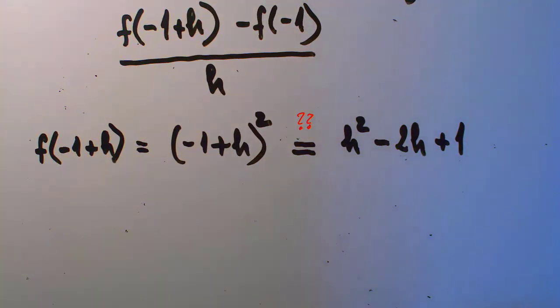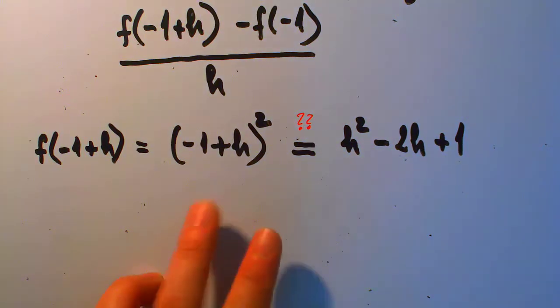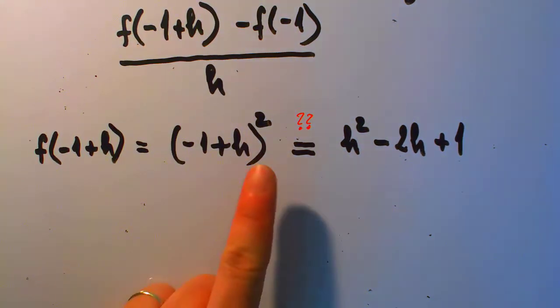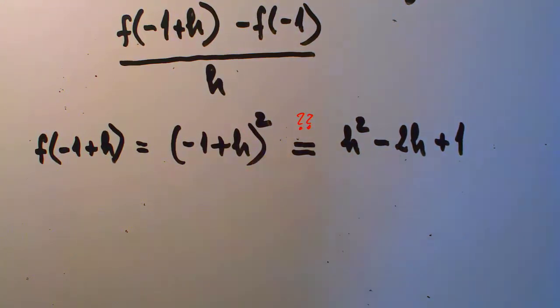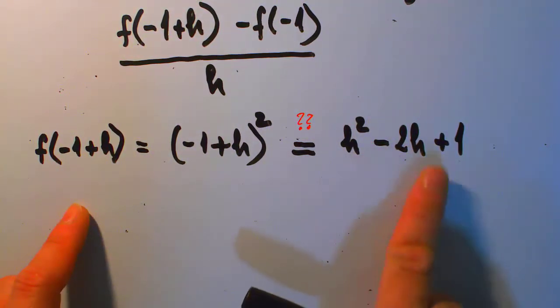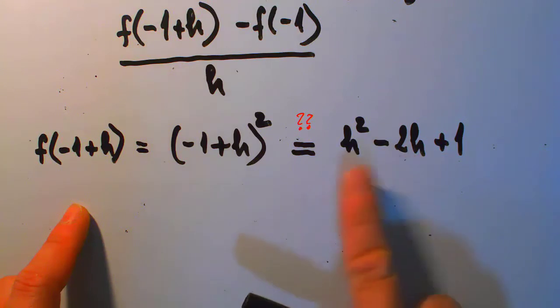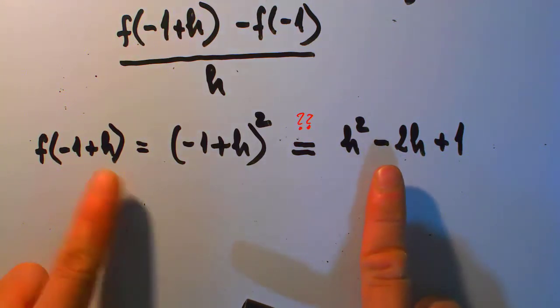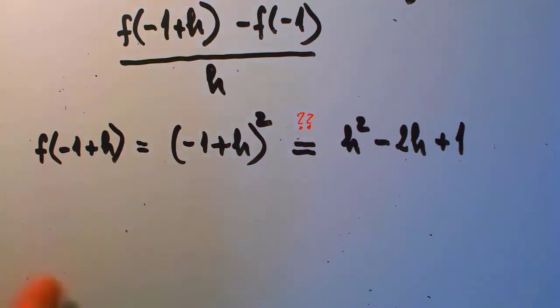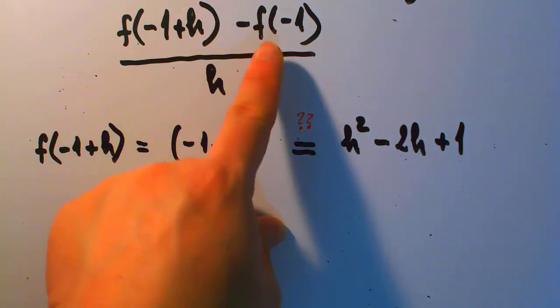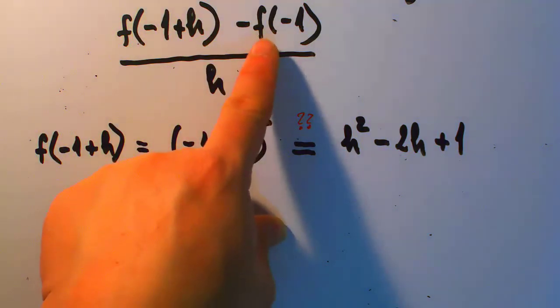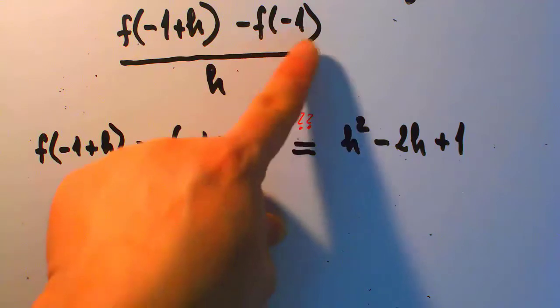But here I'm assuming once again that you have already taken some courses in algebra and you know for yourself how to FOIL out a perfect square expression. And so that's going to be the output, the outcome for f of negative 1 plus h. Now back into my setup right here, I need to evaluate another component, f of negative 1.